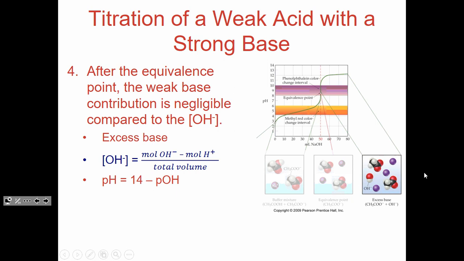We subtract those two, but now we're going to have OH minus left over. If we divide that by the total volume in liters, we'd have the concentration of OH minus. Remember, negative log of that subtracted from 14 would give us our pH.